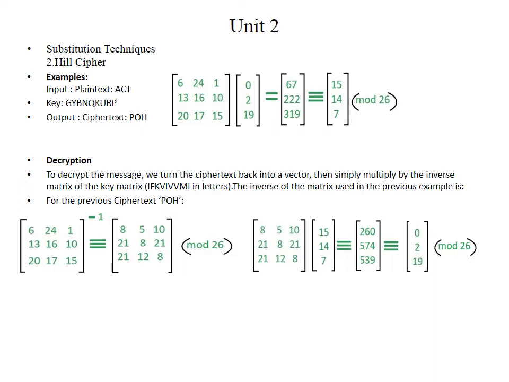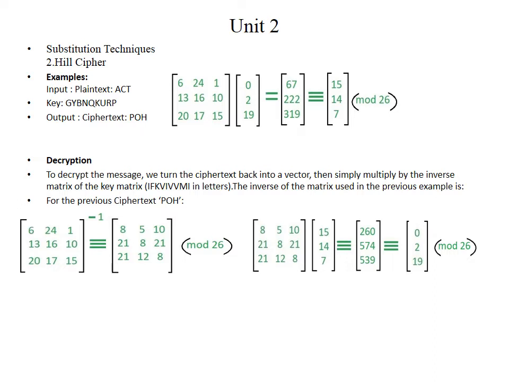Then the key is G, Y, B, N, Q, K, U, R, P. G is at the 6th position, Y is at the 24th position, B is at the 1st position, N is at the 2nd position, and so on. After applying the matrix operation, you will get 15, 14, and 7. So that is POH.